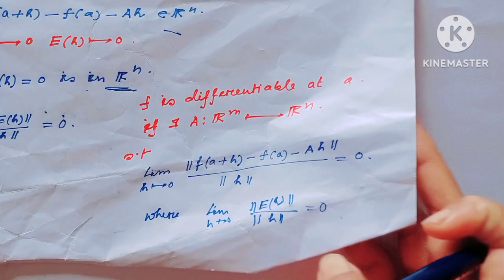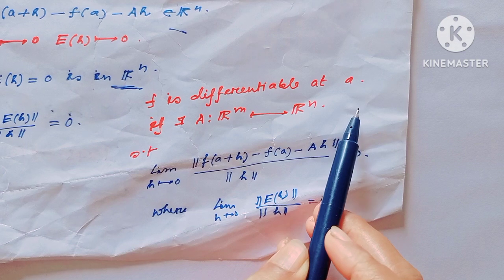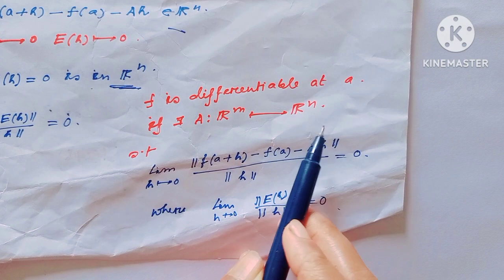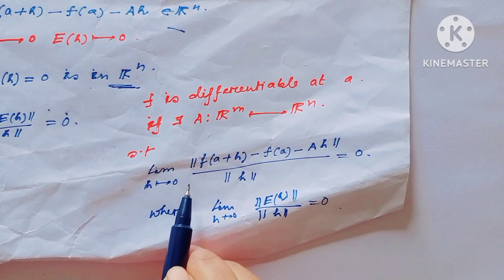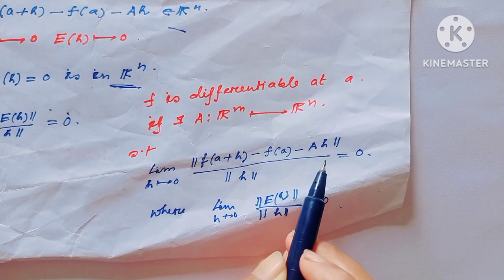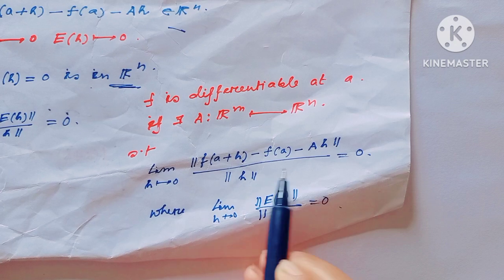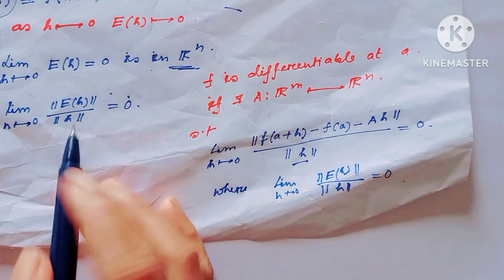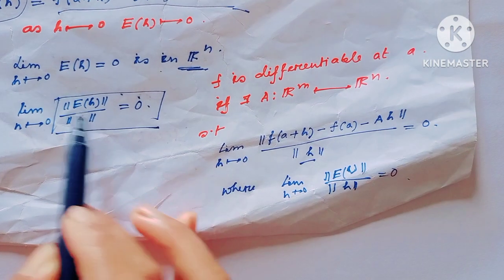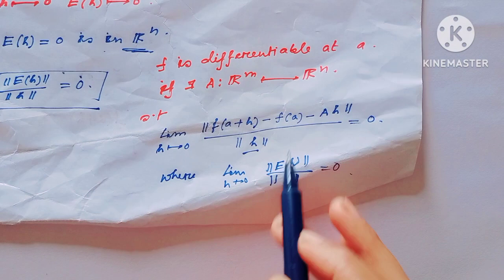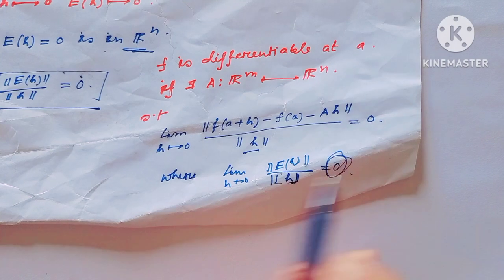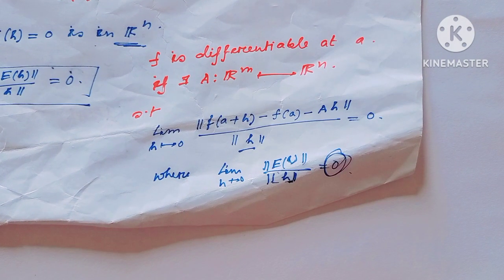That means if f is differentiable at a point a, there exists a matrix A defined from Rm to Rn such that the limit as h tends to 0 of the norm of f(a+h) minus f(a) minus Ah, divided by the norm of h, is equal to 0, because E(h) means just putting in the value. This is the norm of E(h), and this is equal to 0. I hope all my viewers have understood.